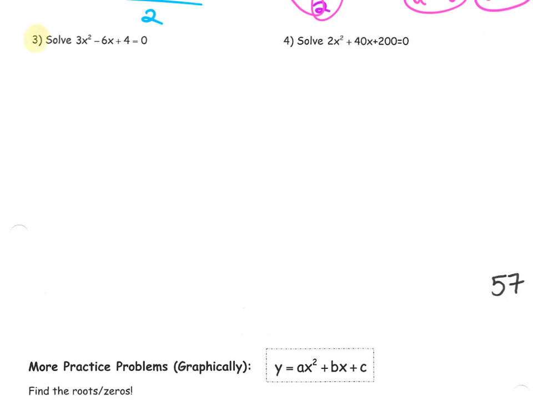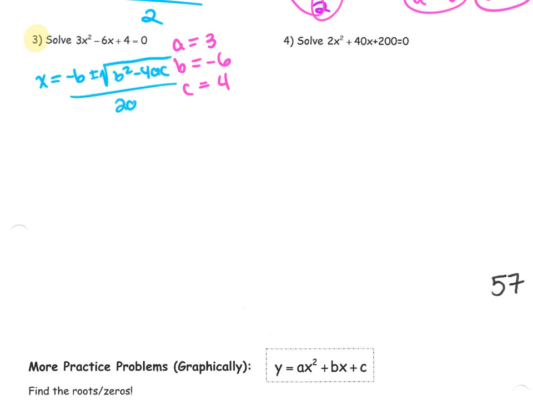Question number 3. All right, so again, I'm always going to write out what is my a value, what's my b value, and what's my c value. Be careful, right? Sometimes we forget to include that negative, so don't forget it. Okay, I'm going to write out my formula for the quadratic formula. We have x equals -b plus or minus the square root of b squared minus 4ac all over 2a. All right, I'm not going to sing that every time.